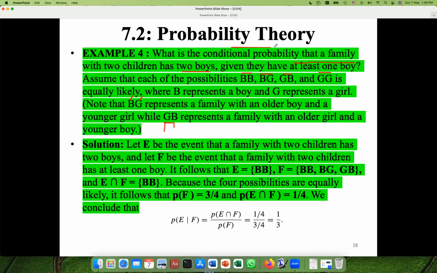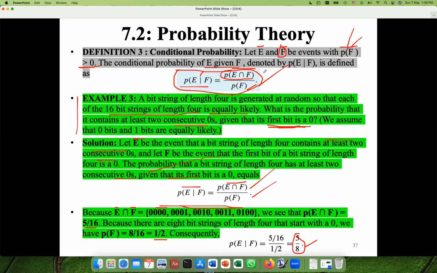The question is, what is the conditional probability? And maybe we have E and F here in this statement. What is my E now? E is the event that a family with 2 children has 2 boys. And F is the event that a family with 2 children has at least 1 boy. So I have to calculate the conditional probability, and if you know the equation, you have to calculate this intersection.